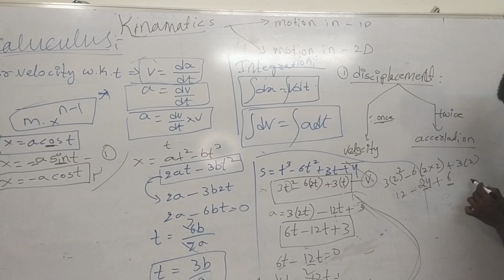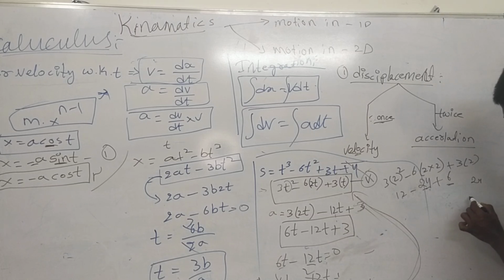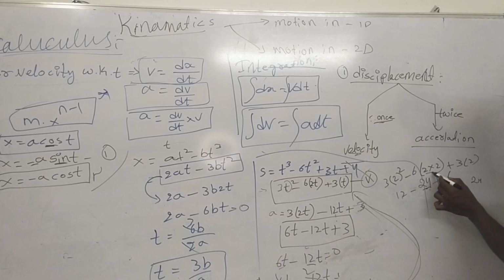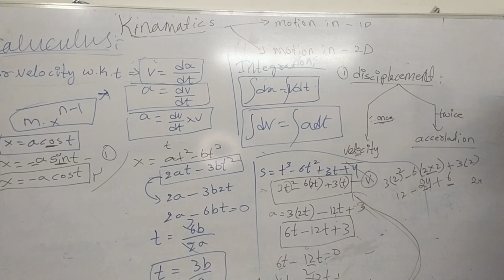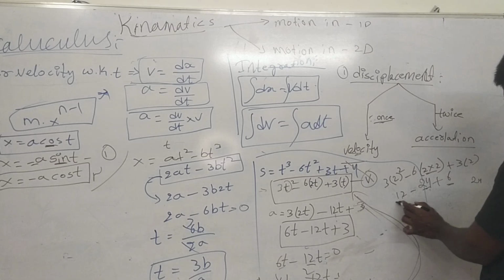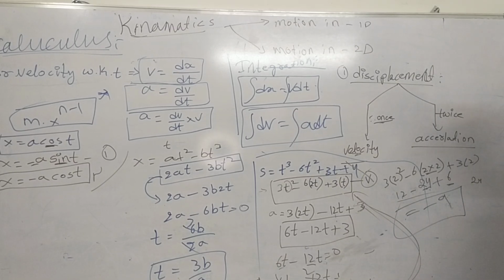How much will it come? 12 minus 24 plus 3. If you solve this, minus 9 answer will come.